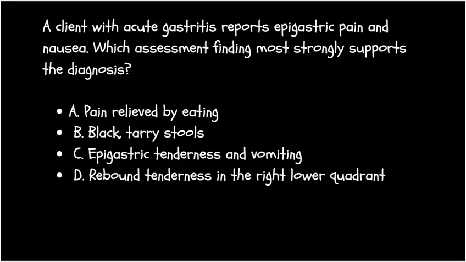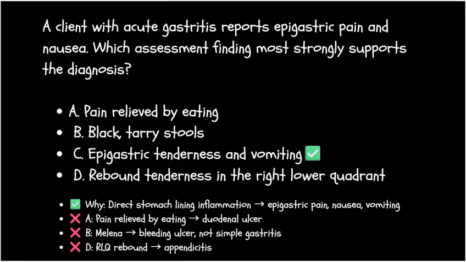We have a client with acute gastritis who reports epigastric pain and nausea. Which assessment finding most strongly supports this diagnosis? A, pain relief by eating. B, black tarry stools. C, epigastric tenderness and vomiting. D, rebound tenderness in the right lower quadrant. In this case, the right answer will be C, epigastric tenderness and vomiting. Why?